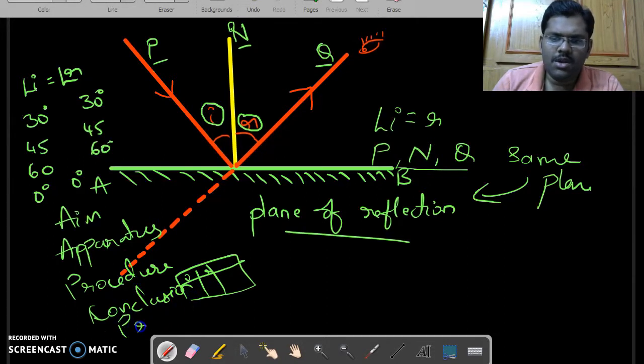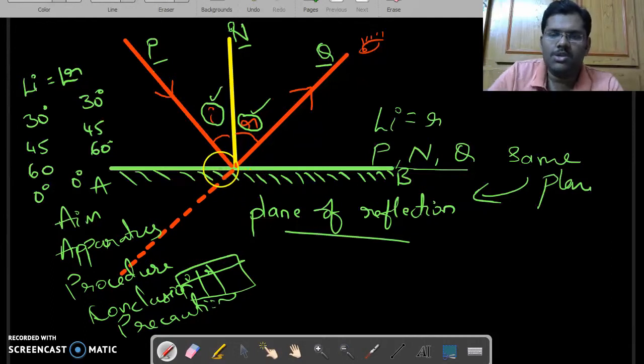For this, if you need, you can write the precautions. What are the precautions you need? So what are the precautions here? Well, the precautions are: while you are measuring the angle of incidence and angle of reflection, it should be accurate, and the normal should be perpendicular to the mirror surface. So these are all the precautions we need for the lab activity to verify the law of reflection. Okay.